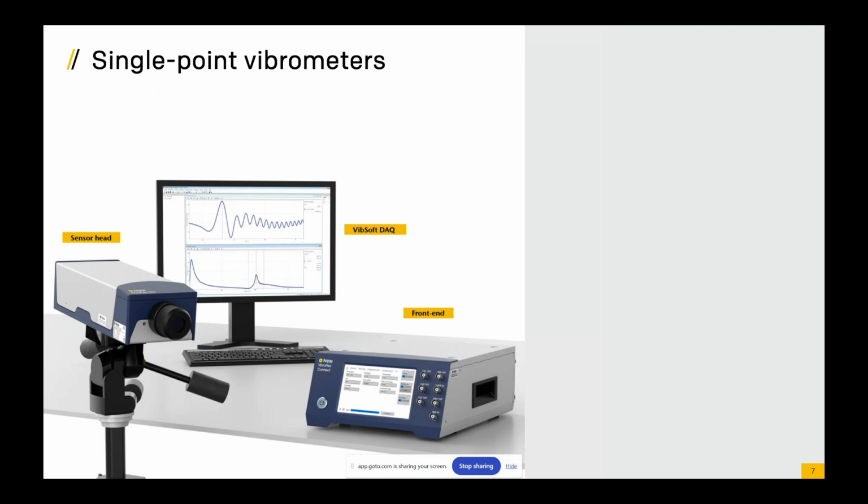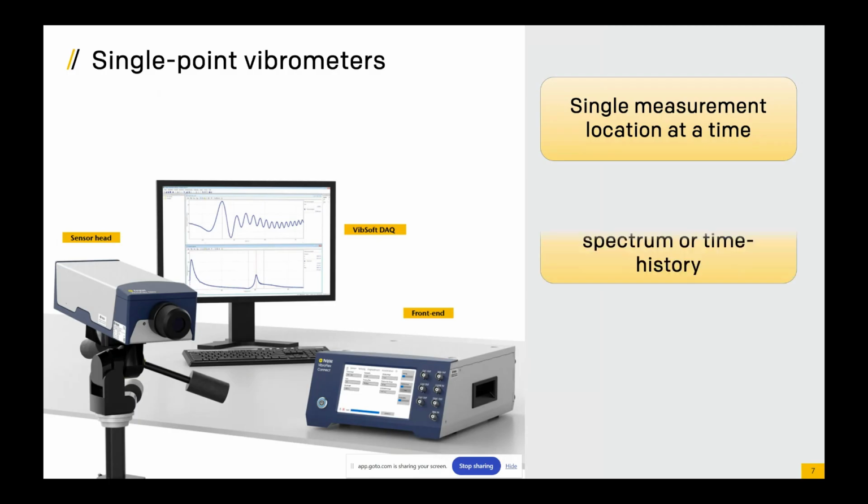Or we could, of course, use a BNC output from the front of that controller that you can see into a third-party data acquisition system and take the data there. So it's pretty flexible in that way. So single measurement at a time, though. This is not scanning, so we just measure one location continuously. We get one resulting vibration spectrum or time history.